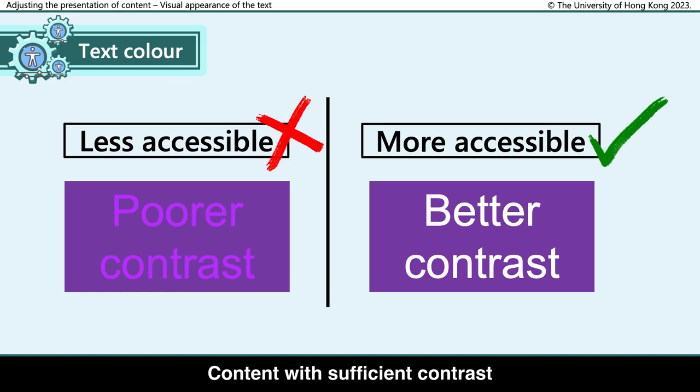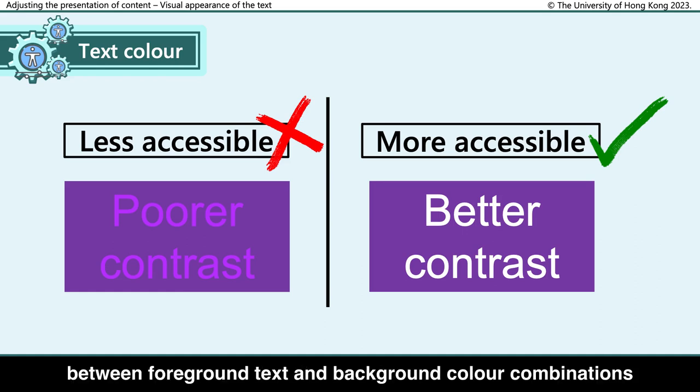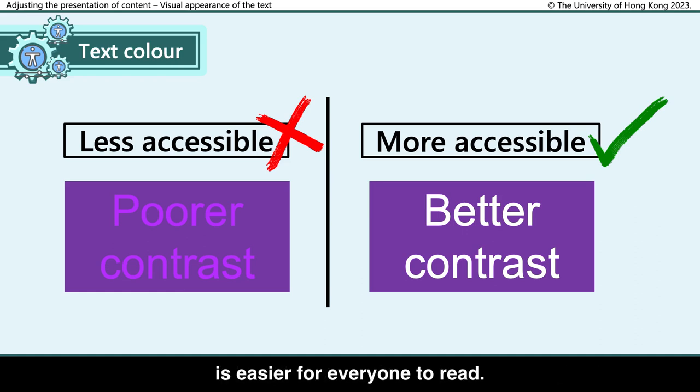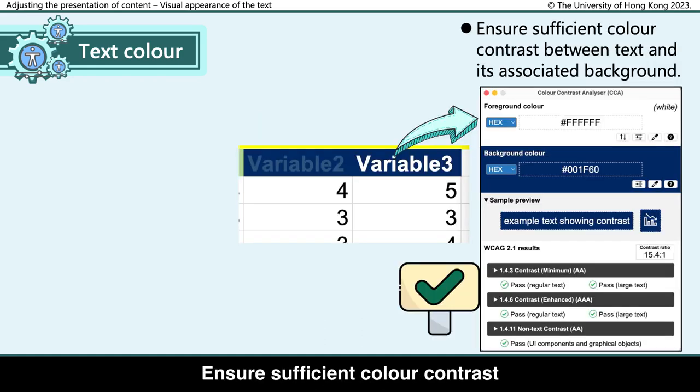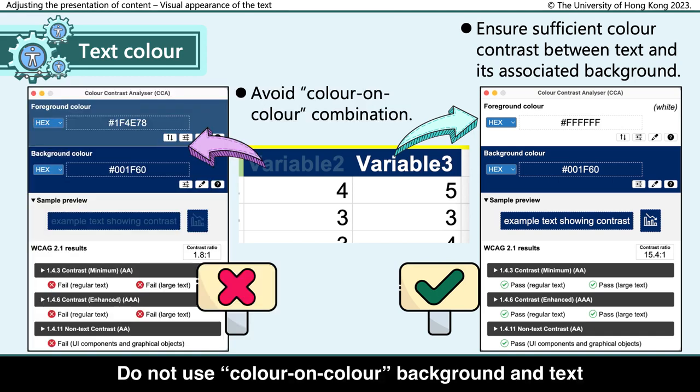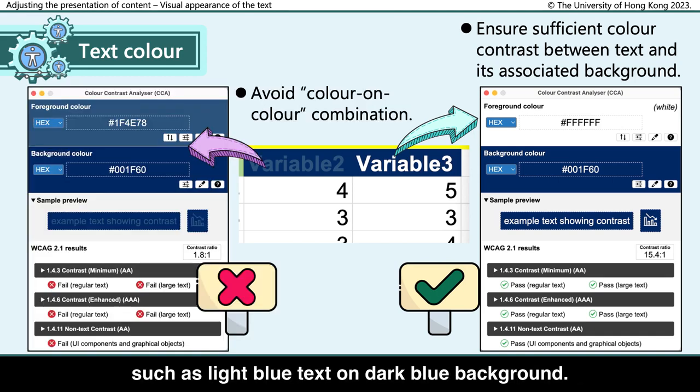Content with sufficient contrast between foreground text and background color combinations is easier for everyone to read. Ensure sufficient color contrast between text and its associated background. Do not use color on color background and text, such as light blue text on dark blue background.